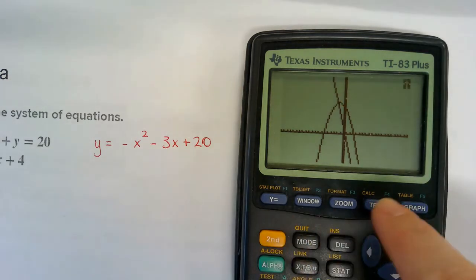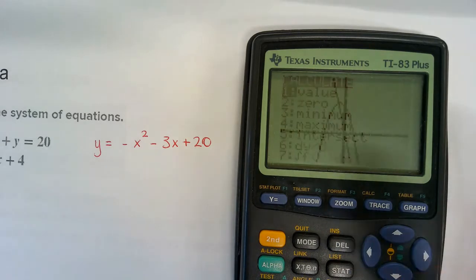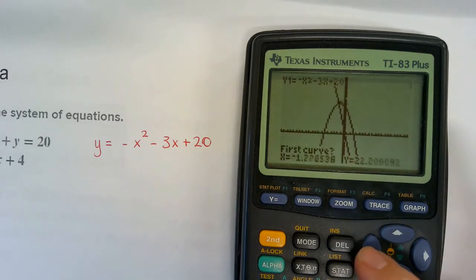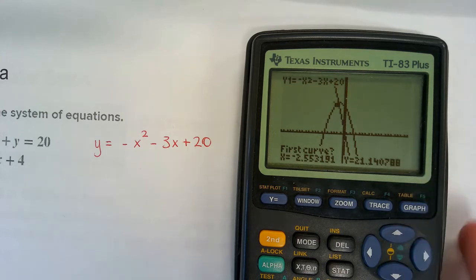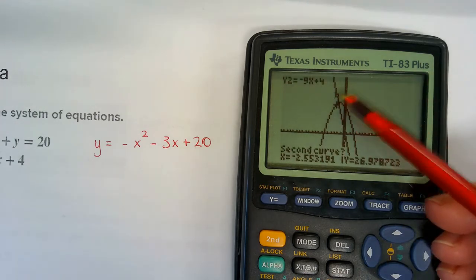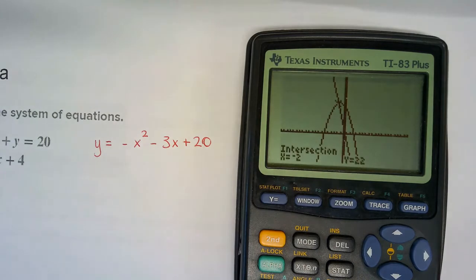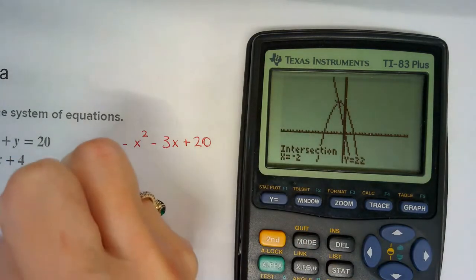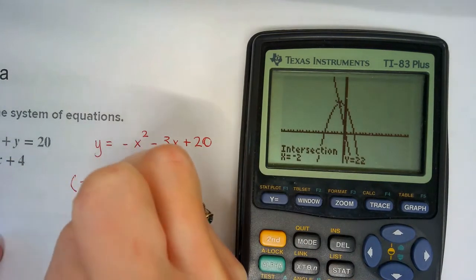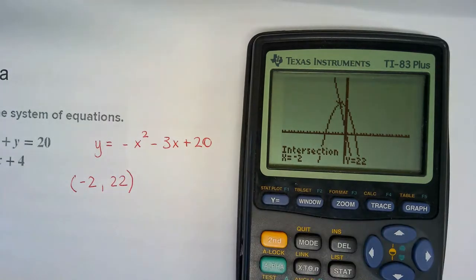So I'm going to go back to second calc, do my intersect, and I need to be on the first curve. Yep, I'm on that curve, so I'm going to hit enter. My cursor automatically goes to the other one, so all I got to do is hit enter. And then third question always is guess it. Yes. So my answer that I would write down would be negative 2, 22. And that would be my answer.